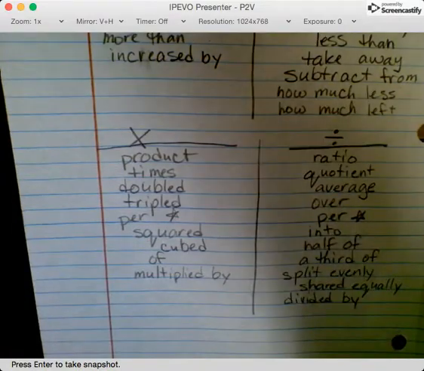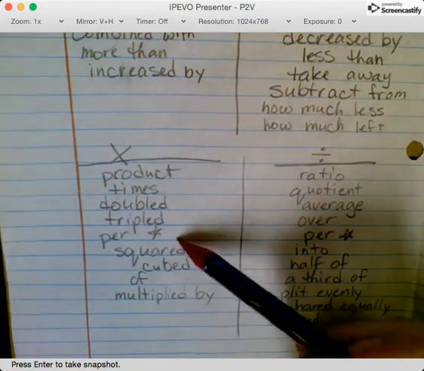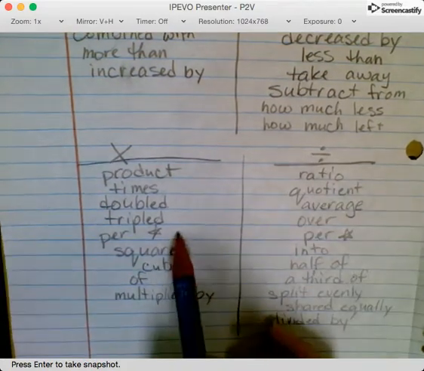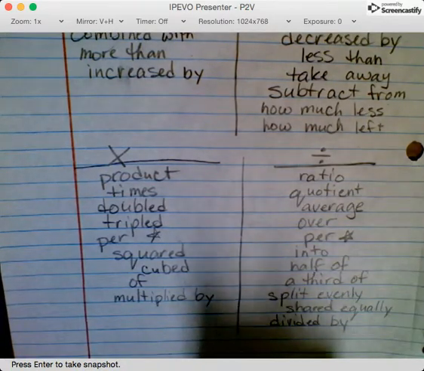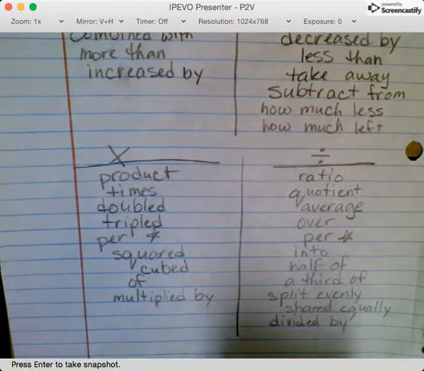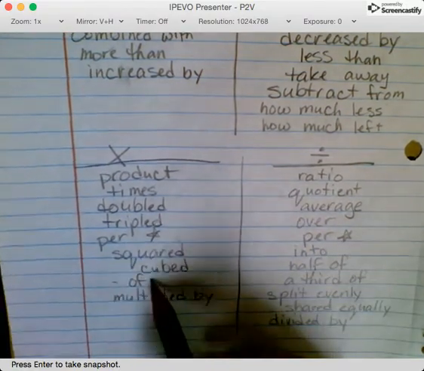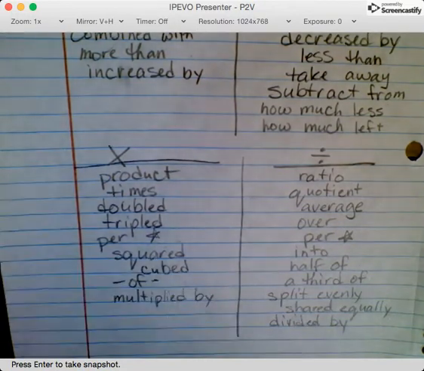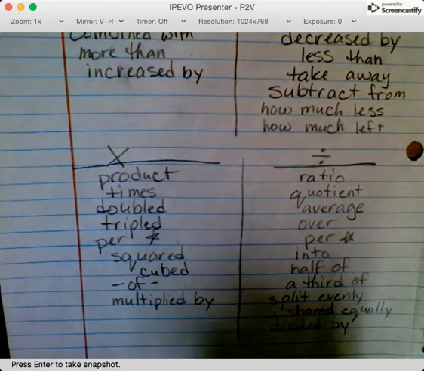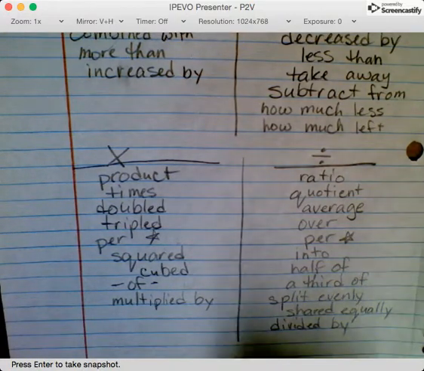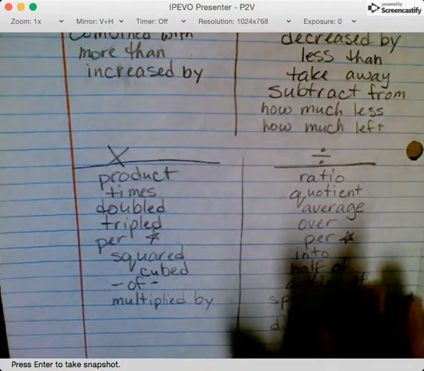Multiplication, you might see the words product, times, doubled, tripled, per. I put a star by this because per can also go with division depending on how it is used, so you have to be careful about that one. Squared, cubed, of, and multiplied by. Something that I tell the kids a lot is the word of can indicate multiplication, but not always. Every time you see the word of, you are not always going to multiply. So it's just a hint.